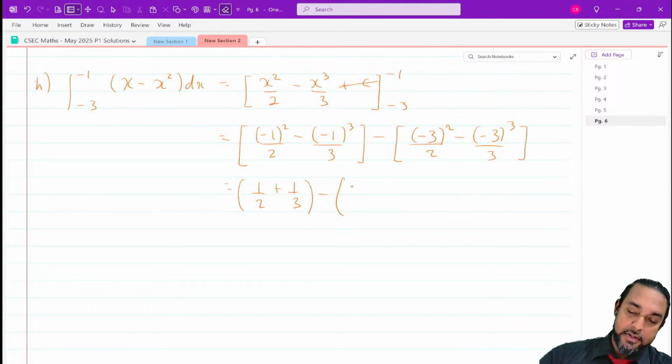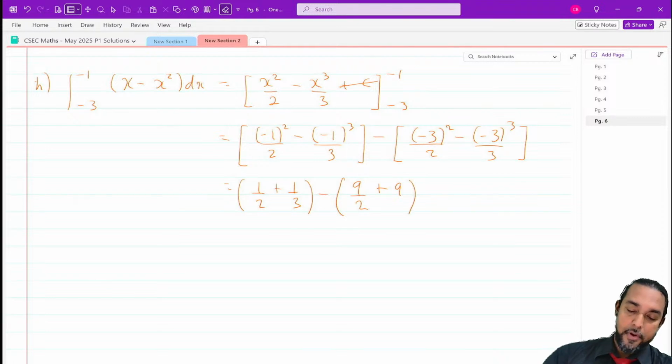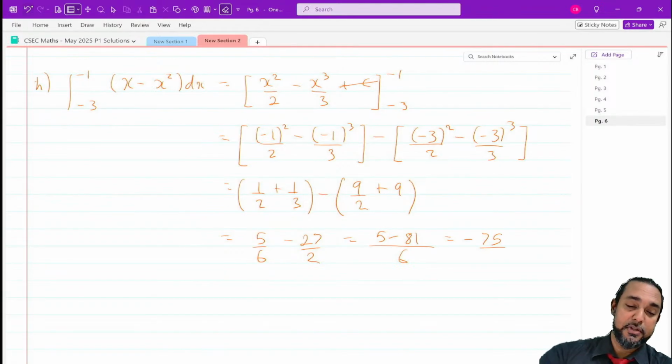Minus 3 squared is 9. Minus 3 cubed is minus 27, over 3 is minus 9. But when you minus, you get plus 9. A half plus a third is 5/6. This is 27 over 2. When you're adding or subtracting fractions, you need a common denominator, which is 6 in this case. So you have minus 76 over 6, sorry, 38 over 3.